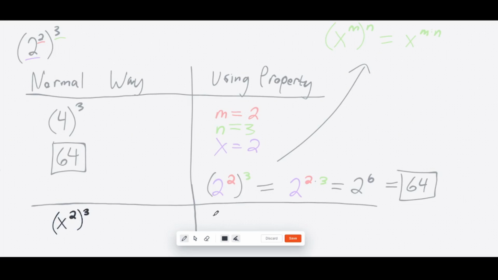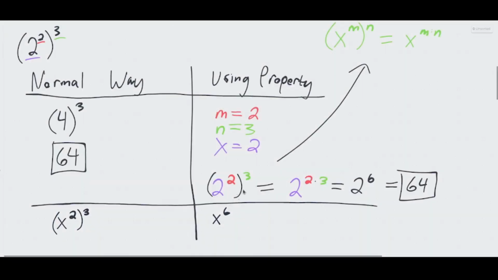So if we use this property, we might not know what the base is, so we have to leave that as an unknown x. But we do know that we can simplify the exponent by doing 2 times 3, which is 6, and we can represent it here. And here you see that x to the 6th power is simpler conceptually than x squared and then the whole thing cubed. So that's where this property really comes in handy in an algebra class.